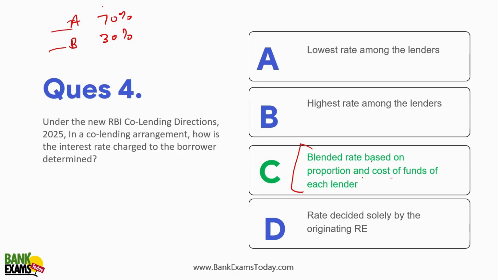So this is the proportion. This is the funding ratio. Yeah, funding ratio is a good word. Let's say their interest rate is 9%, and the other's interest rate is 9.5%. So we are going to find out the weighted average, right? With the funding ratios being the weights.